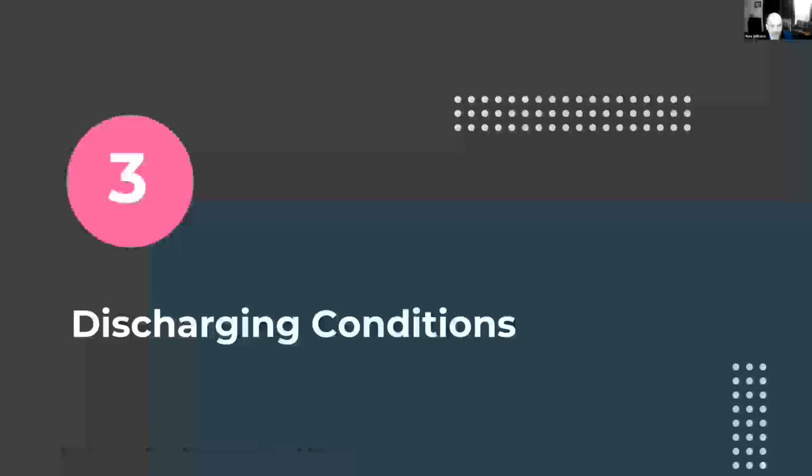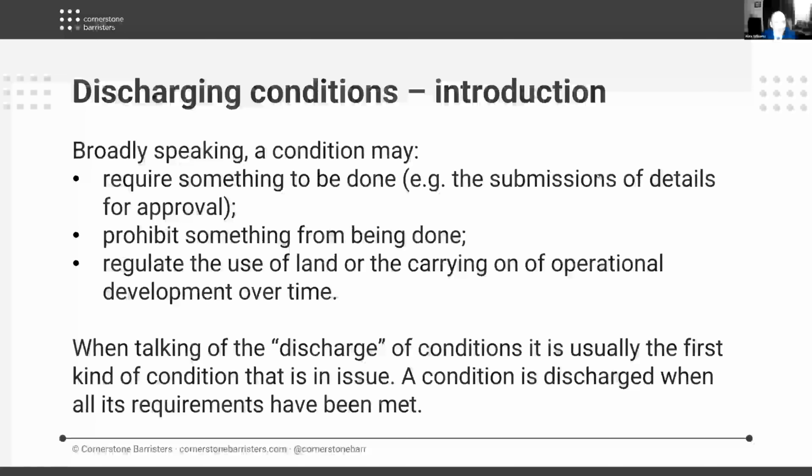Now, I think each of us has touched on this before, particularly in relation to implementation, but it's a topic in its own right. Every planning permission comes with at least one condition attached. Broadly speaking, a condition may do one of three things. It may require something to be done of a developer. So a classic example is the submission of details for approval. I talked about that in relation to pre-commencement conditions and implementation. Those conditions are known as positive conditions, conditions that require positive steps by the developer.